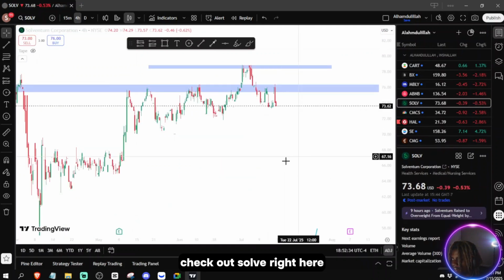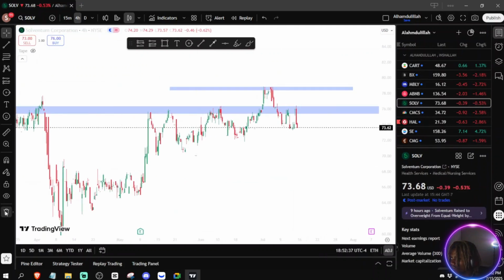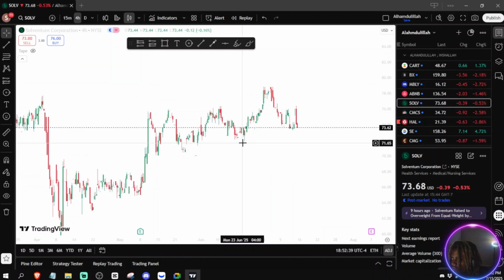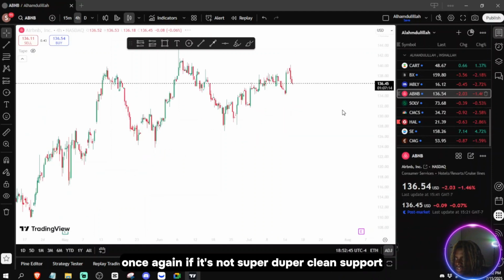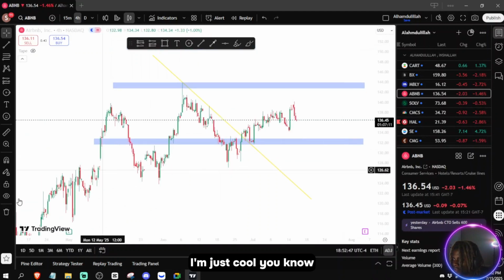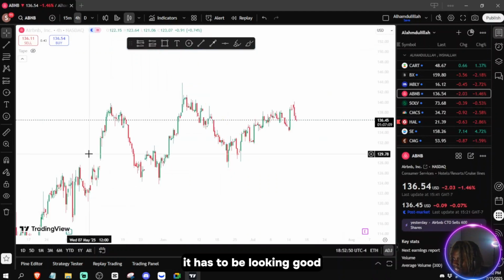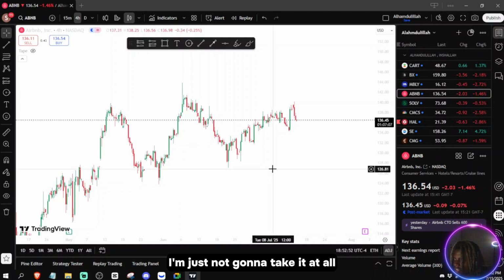Check out solve right here. This support isn't the cleanest in the world, so I'm really cool off of that. Once again, if it's not super duper clean support, I'm just cool. You know, it has to be looking good, it has to be looking clean. Otherwise, I'm just not gonna take it at all.